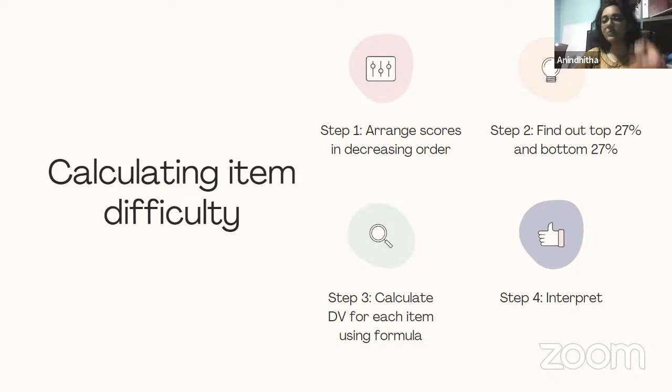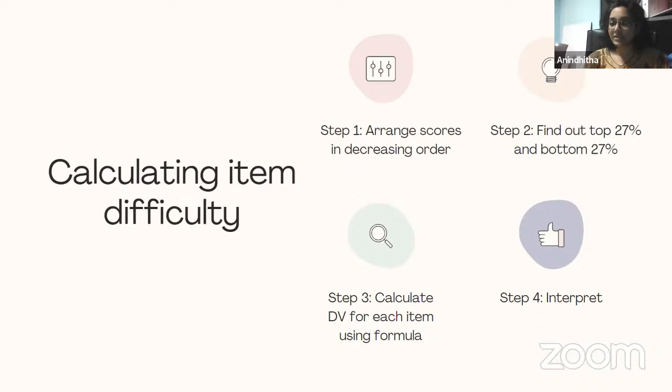And this is what we need to understand when we say item difficulty, because the people in the middle are there in the middle anyway. Those who are scoring high and low will be the ones determining how difficult an item is, right? So that is our second step. We'll calculate the 27%: how many people come under the top 27% and how many under the bottom 27%.